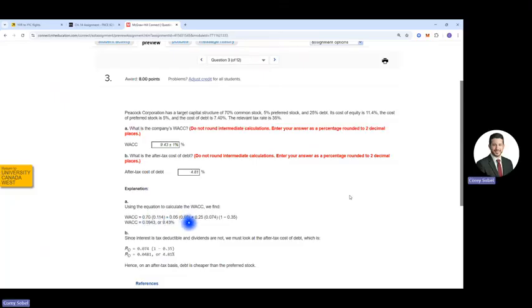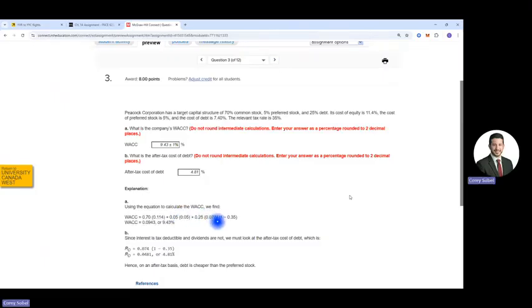Let's do the preferred stock piece. Well, the weighting of my preferred stock is 5%. The cost of my preferred stock is 5%. So I'm just going to multiply those by each other, right? Weighting of preferred stock times cost of preferred stock. Okay, so that's the preferred stock piece. Now we just need the debt piece. 25% is the weighting of debt. The cost of debt is 7.4%. So 0.25 times 0.074.